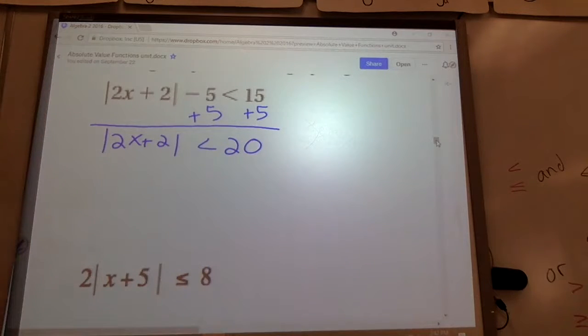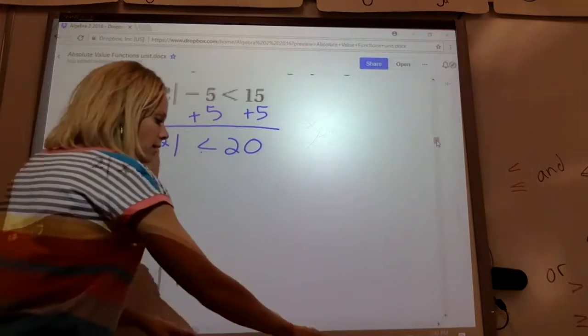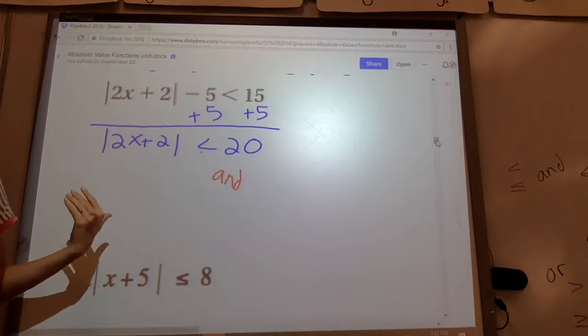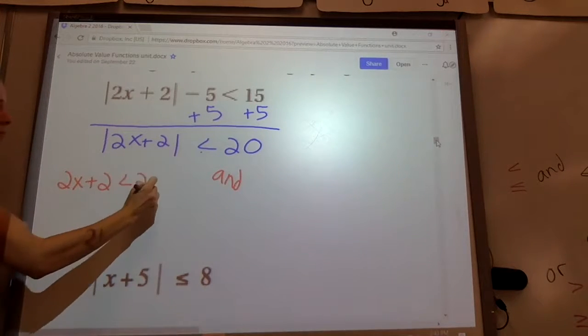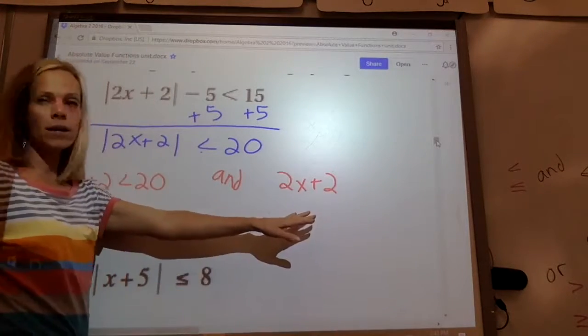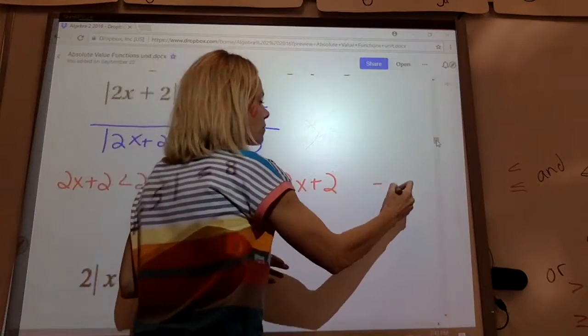Okay. Now, once it's isolated, then I determine if it's an and or. Is this an and or? An and because this is a less than sign, so it's an and, very good. Right? And what am I anding? I'm anding 2x plus 2. And then 2x plus 2, but we know on the second one, we have to negate the answer, right? Negative 20. Very good, negative 20.